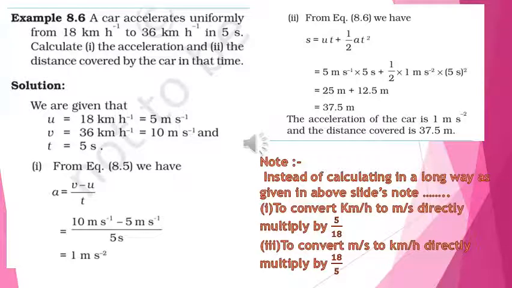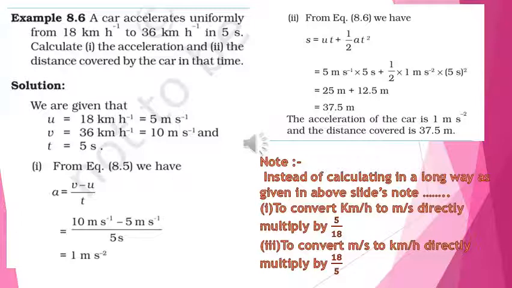Second example: a car accelerates uniformly from 18 km per hour to 36 km per hour in 5 seconds. See here, what is the difference between the first question and this question? In the first question, the object is at rest initially, so the initial velocity is 0. But here the car accelerates from 18 km per hour to 36 km per hour. So here the initial velocity is not equal to 0.